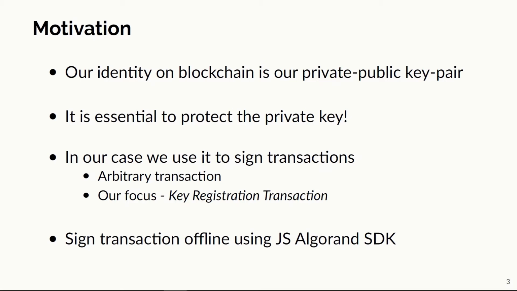In our specific case for this tutorial, it's important to use the private key for signing a transaction. We can talk about arbitrary transactions, but our specific focus is the key registration transaction, which is important when running a node in the network. If we want an online and active node, we have to regularly generate participation keys, and in order to register a participation key in the Algorand network, we have to issue a so-called key registration transaction. And of course, like any transaction, we have to sign it using our key.